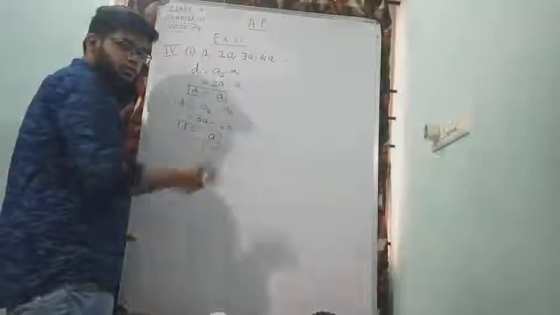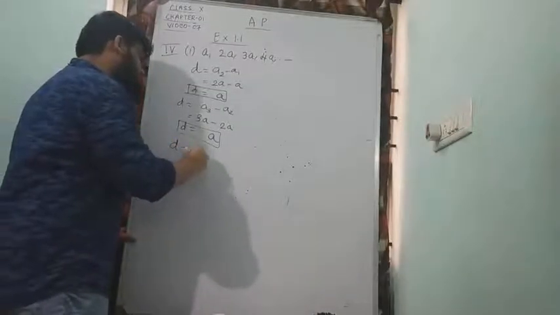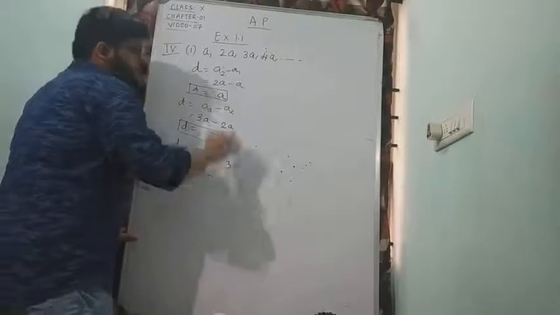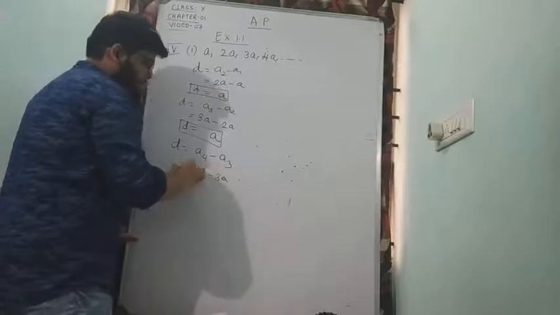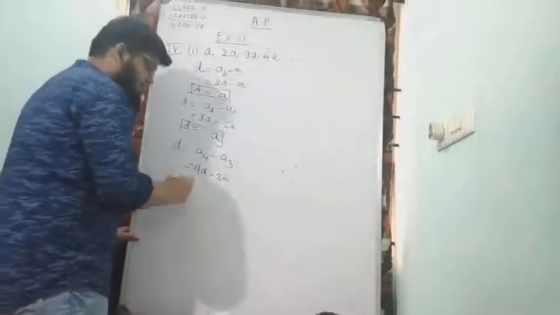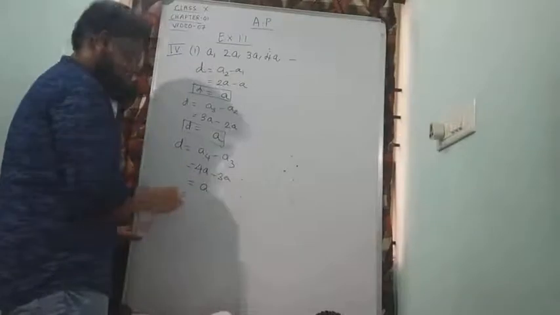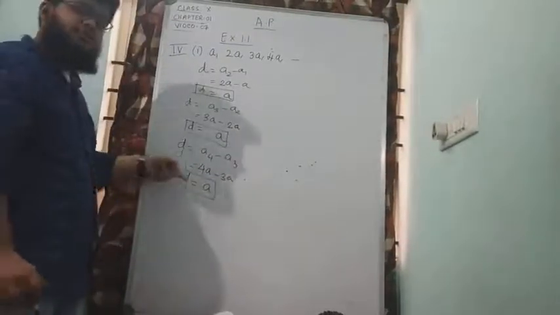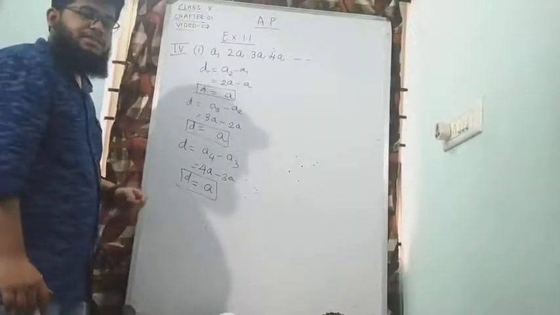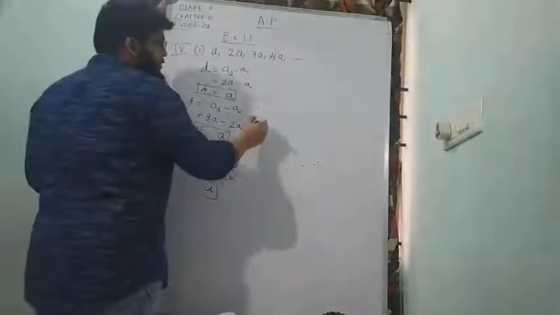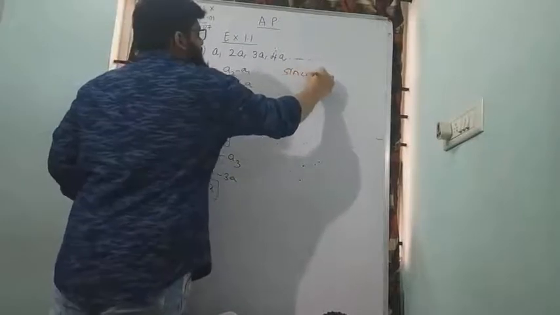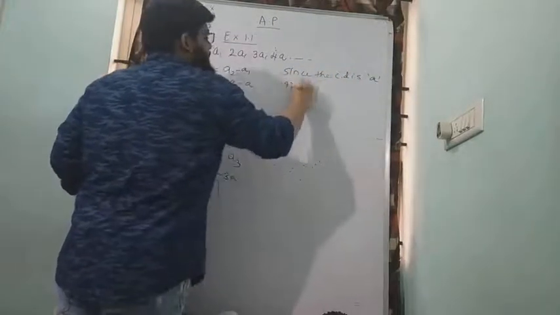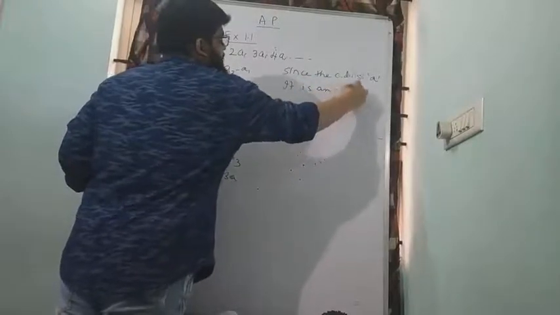We've got both the values same. Let us go with one more. A4 minus A3. A4 is 4A minus A3 is 3A, and 4A minus 3A is 1A. 1A can be written as A. Therefore, the value of D will be A. Since the common difference is same every time, or the common difference is A, it is an AP. So we'll have to write the conclusion. Since the common difference is A, it is an AP.